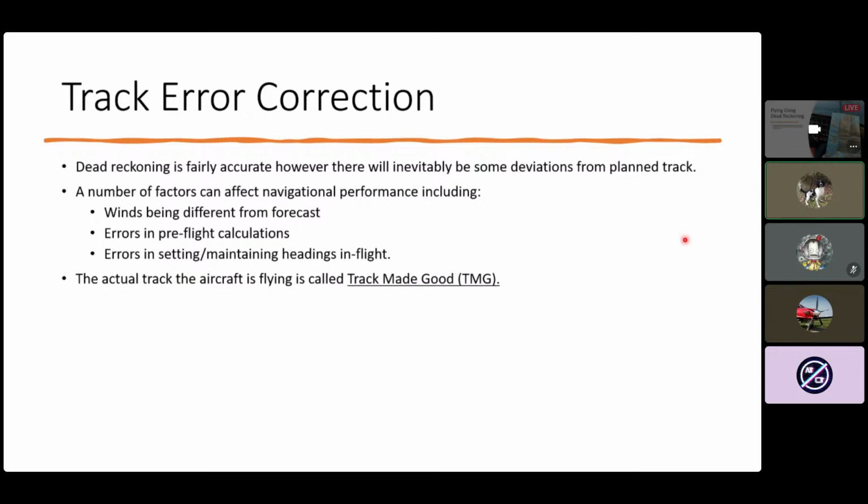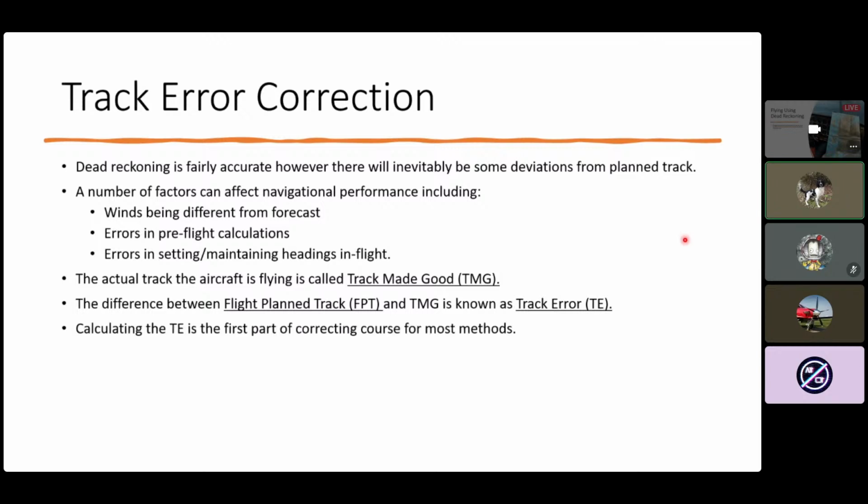So the actual track that you fly is called the track made good. Very British sounding terminology there. TMG. It's probably called something else in America and Germany, but that's the terminology that I'll be using. The difference between your flight planned track, FPT, and the track made good is known as a track error. Calculating the track error is the first part of correcting your course for most methods. However, if you only calculate the track error and then fix it there and then, you won't come back on course. You won't drift any further, but you'll still be flying off course.